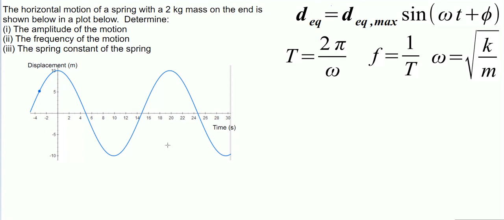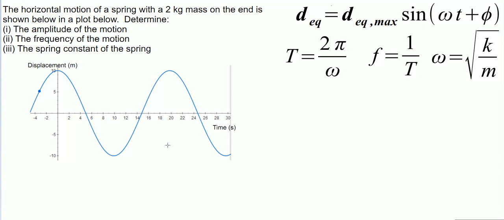The idea here is we have the motion of a spring, the 2 kilogram mass, plotted below. And you're asked to find a number of different things. First of all, you're asked to find the amplitude of the motion. The second thing is the frequency of the motion. And the third thing is the spring constant, K, of the spring. You can do all of these things simply by looking at the graph.